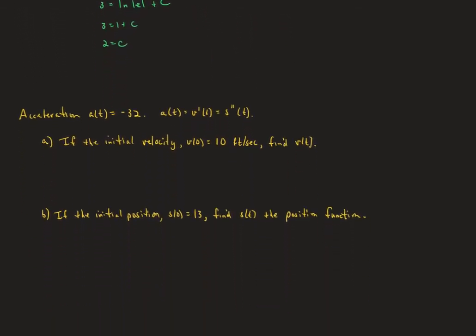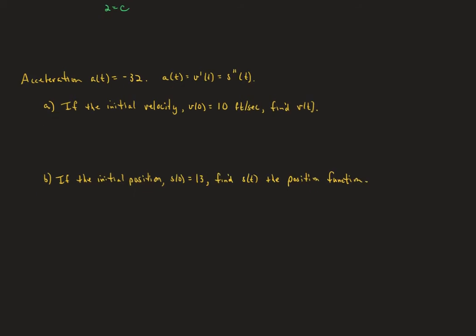And the next one is kind of like that, but we go a little even further. So this is going back to our particle motion idea. So the acceleration is negative 32. That's what it is on Earth, negative 32 feet per second squared. We know that the acceleration is the derivative of velocity, or also known as the second derivative of position. So we're going to work our way back up to find position eventually.